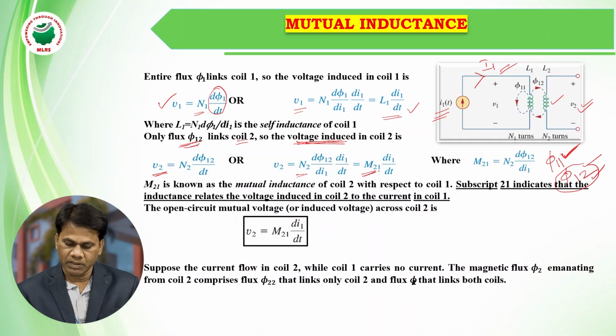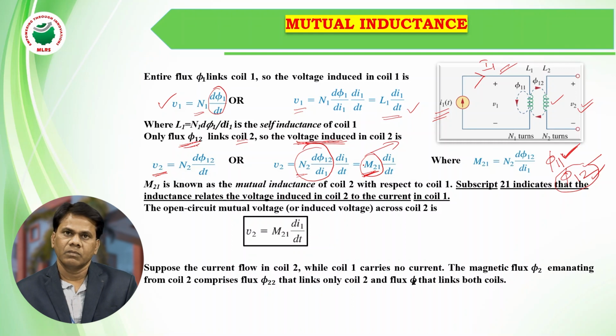This term can be replaced by a constant called inductance. That inductance we call mutual inductance. This is the inductance of coil 2 because of the current flowing in coil 1. This phenomenon we call mutual inductance. So this M21 is the mutual inductance of coil 2 with respect to coil 1.